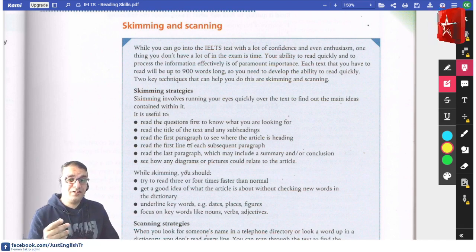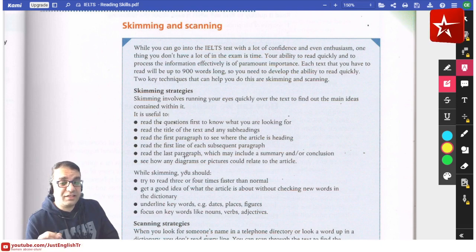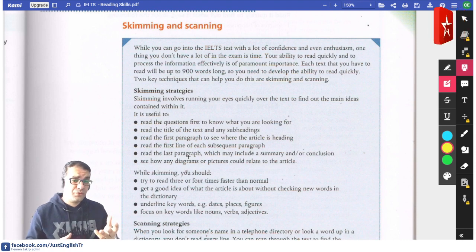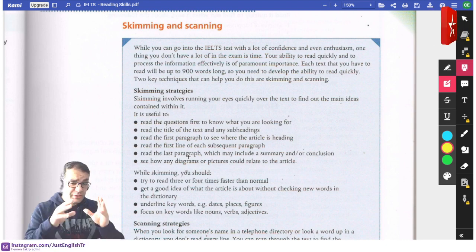Now, from the first line, there is a last paragraph, which may include a summary or conclusion. So basically, the fourth question or the fifth question usually goes to the last paragraph. And this is how it works. Okay?